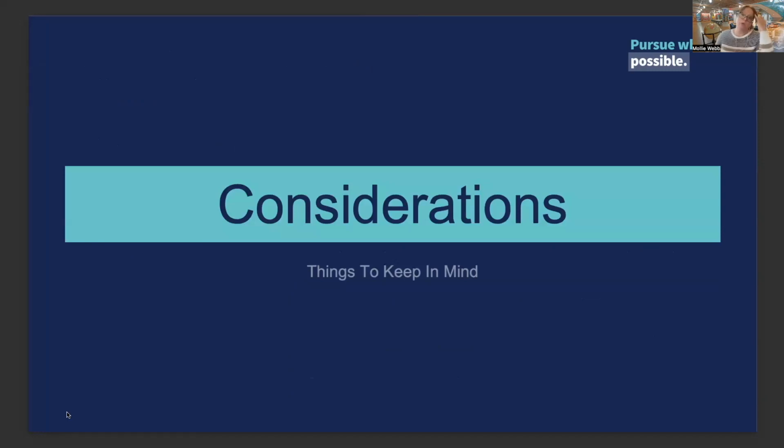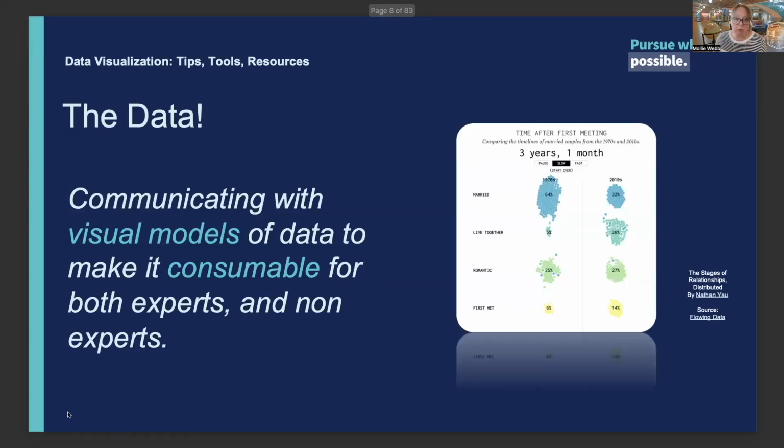So we're going to start with some things to keep in mind when it comes to visualizing your data. And of course, the first thing that we need to think about is the data. So data visualization is communicating with visual models of our data to make it consumable. Ideally, you want to be able to tell the same story to both experts and non-experts, but the specifics of how you tell it may vary depending on your audience. Either way, it's all about that data.